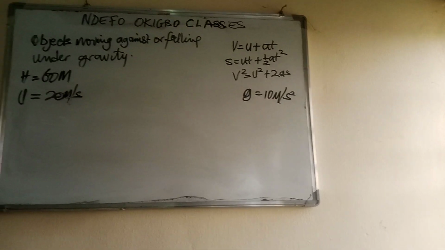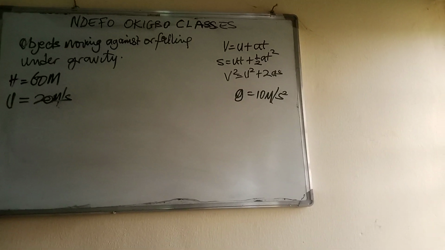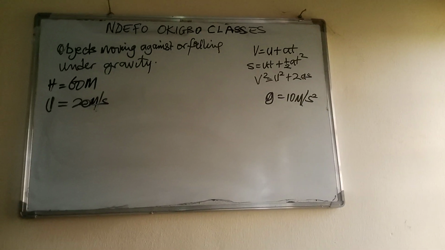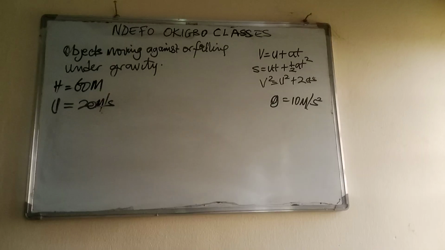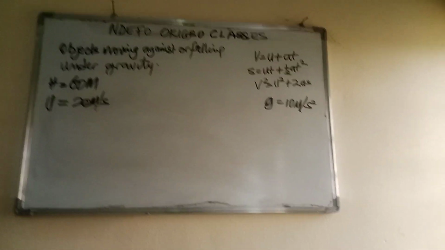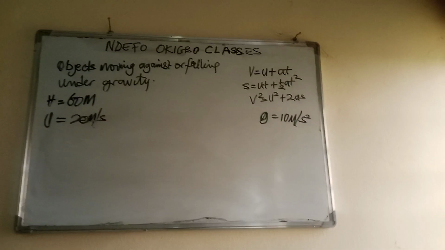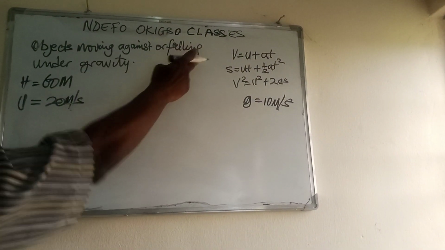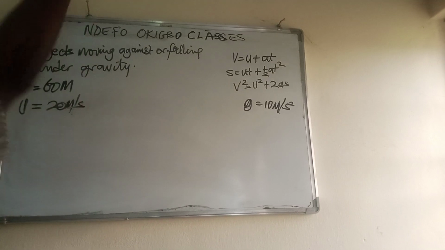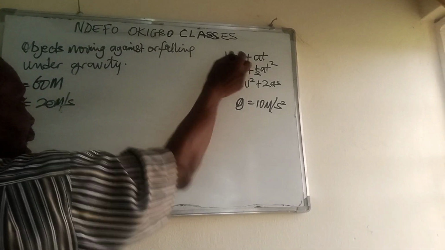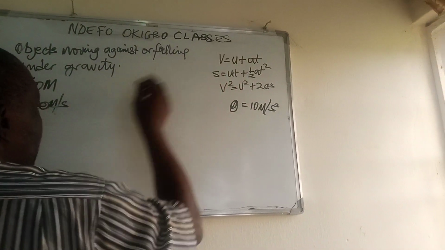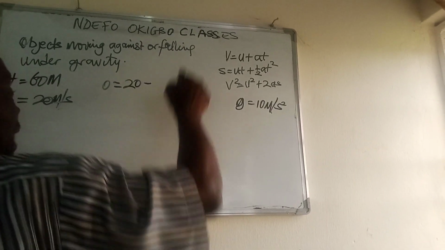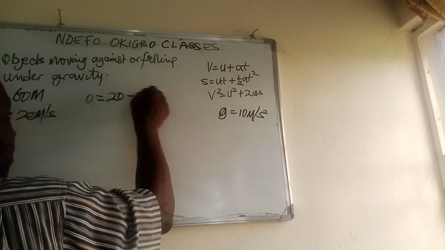So what I do is get the time of the stone reaching the highest height, because if you get the time it takes to reach the highest point from the top of the tower, you can use the first equation. Of course, the velocity is 0 at the highest height, because after that it starts coming down. So to get the time, I can use this equation: 0 equals the initial velocity 20 minus, because it's against gravity, 10t.